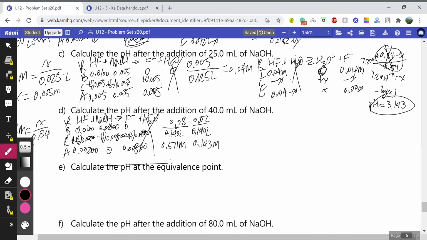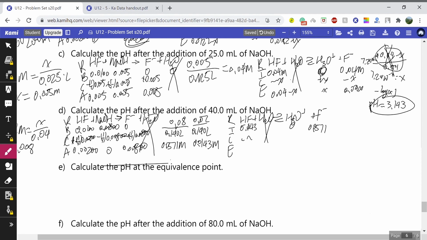Now we can set up the RICE chart, same as before: HF plus H2O forms an equilibrium with H3O plus and F minus. HF's new concentration is going to be 0.0200. Water, cross it out. F minus is going to be 0. Oops, we're supposed to use molar, right? So this is going to be 0.143, and this is going to be 0.571. I forgot a 0, sorry. It's 0.0143 and 0.0571, an extra 0 over here and an extra 0 over here.